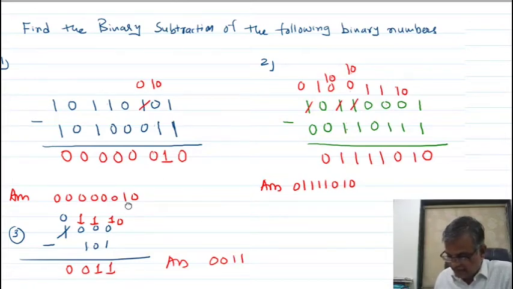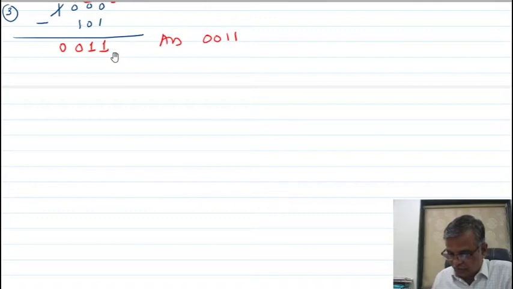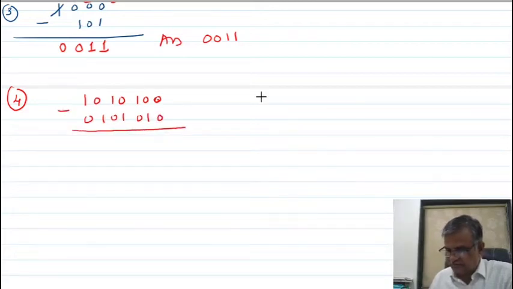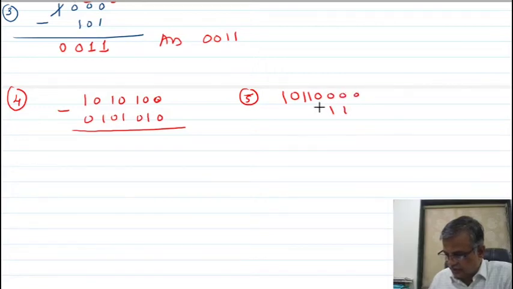For your practice, I am giving you some problems. Number 4. This is your 1 0 1 0 1 0 0 0 1 0 1 0 1 0. Do the subtraction of this. Second, 0 1, this is your 1 0. This is your 1. Do the subtraction of this.